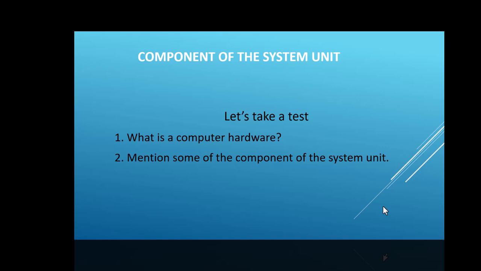Now let's mention some components of the system unit. The system unit has so many parts. We have the USB ports. We have the case. The system unit has a case, and it's also one of the components of the system unit. It also has the hard drive. We have the memory and the motherboard. All these are components of the system unit.